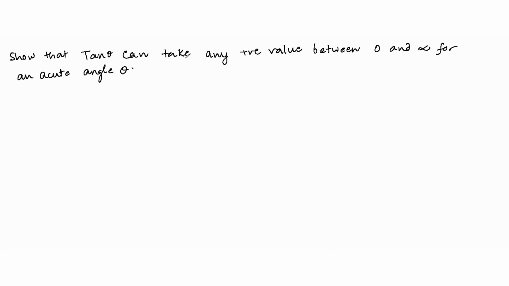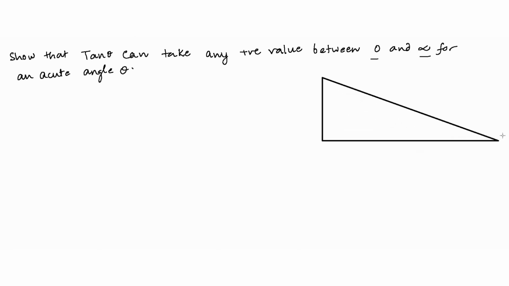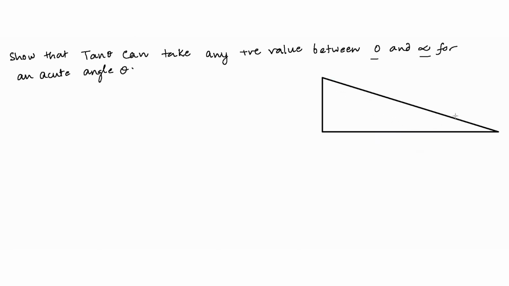Show that tan theta can take any positive value between 0 and infinite or undefined for an acute angle theta. So let's consider a right angle triangle again. Assume that this angle is theta, and let's mark the vertices. Angle B is equal to 90 degrees, which is why we are able to apply trigonometry right now. So tan theta according to this triangle is going to be opposite upon adjacent, AB divided by the adjacent side, which is BC.